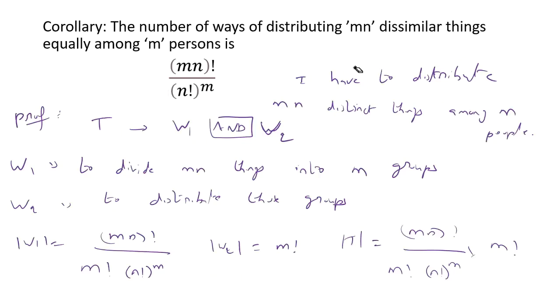So if you want to distribute among m people, the first thing that you have to do is divide the things into groups. After dividing, then you can distribute. So dividing can be done in these ways, and distribution can be done in these ways. Therefore, the total task can be completed in these ways. That is nothing but mn factorial upon n factorial raised to m.